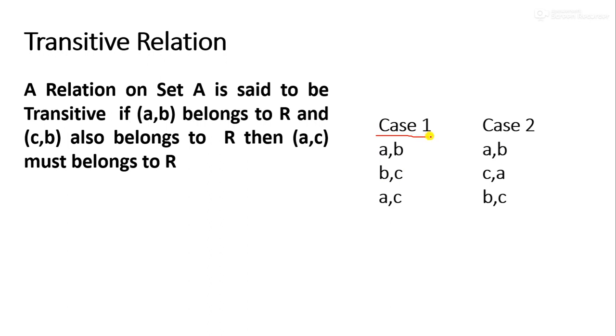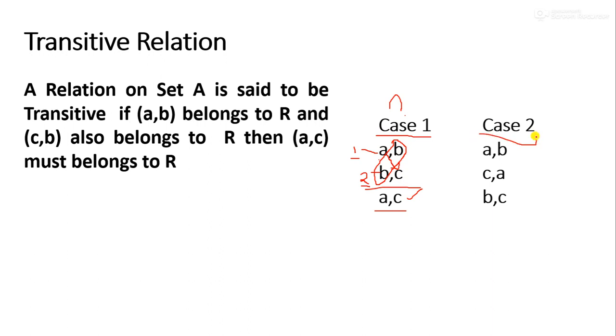First I am going to discuss case 1. Here in case 1 we have the first element (a, b), and the second element is (b, c). If such pairs occur, then we need to check for (a, c). What you observe in case 1 is that b is common between the two pairs: the second element of the first pair is equal to the first element of the second pair. So if we have (a, b) and (b, c), then the relation must contain (a, c), and only then is our relation said to be transitive.